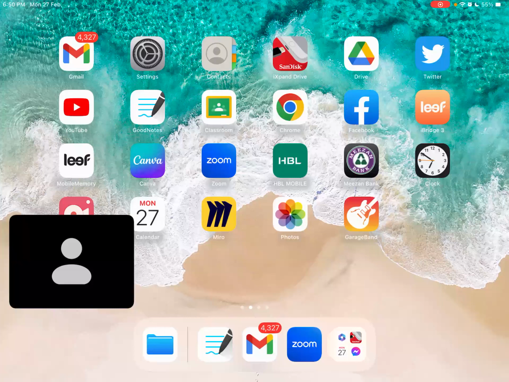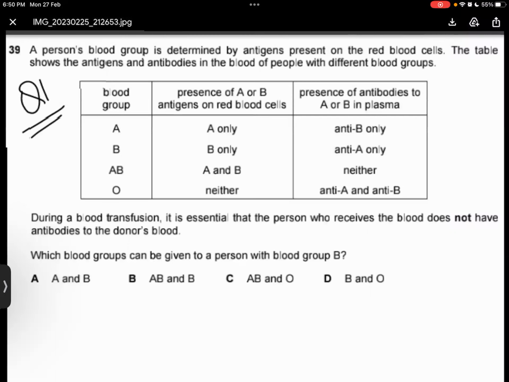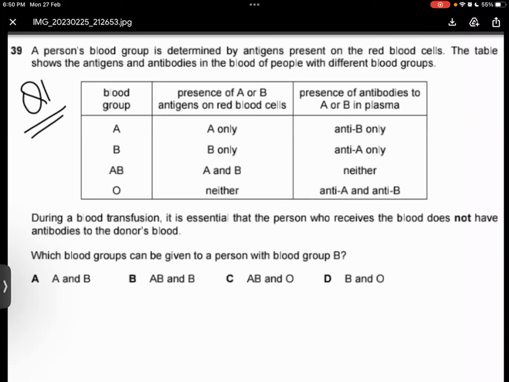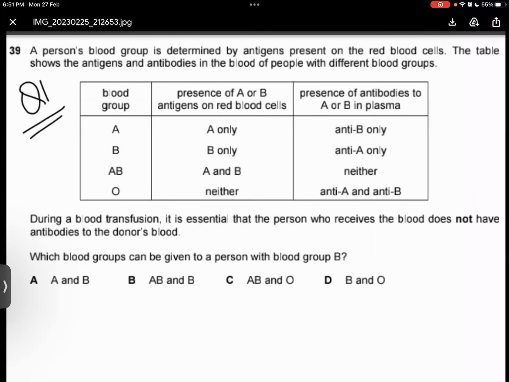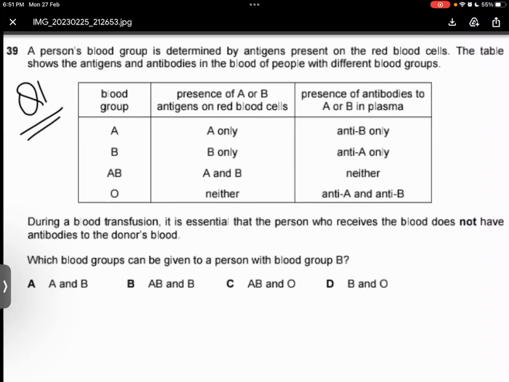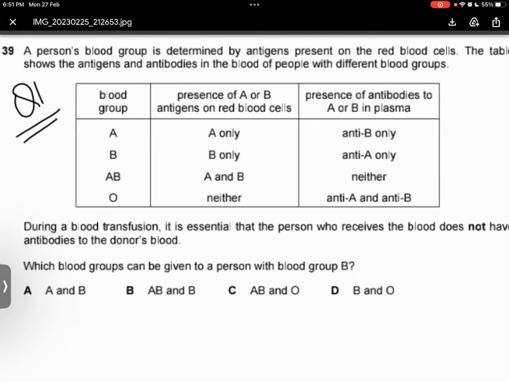Look at this question. A person's blood group is determined by antigens present on the red blood cells. जो अभी मैं बात कर रही थी. The table shows the antigens and the antibodies in the blood of people with different blood groups. अब देखो आप, blood group A वाला जो शख्स है, he has the presence of A or B antigens on red blood cells. उसके पास A ही antigens हैं उसके red blood cell के surface पे.